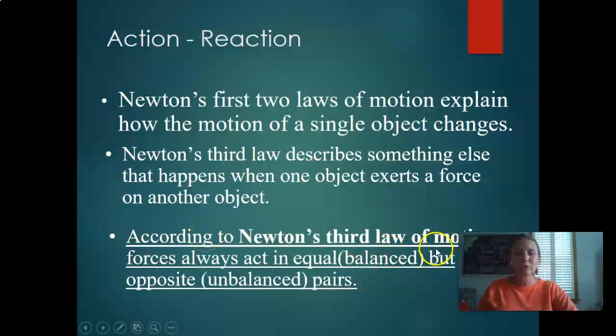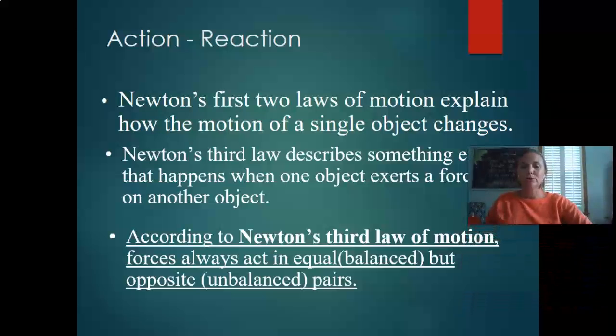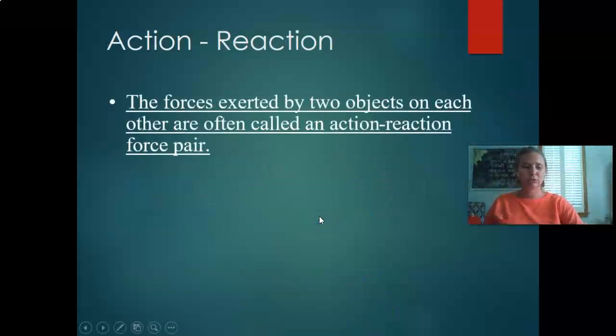So according to Newton's third law of motion, force always acts in equal or balanced, but sometimes opposite, unbalanced pairs. Even though I'm standing on the skateboard, I'm balanced, but I'm causing an unbalanced force every time I put my foot down on the ground and push off. That's causing an unbalanced force, which then allows me to go forward. But I'm balanced because technically I'm standing on the skateboard. If I become unbalanced and I fall off, which would be more likely the case, but we'll save those stories for another day.